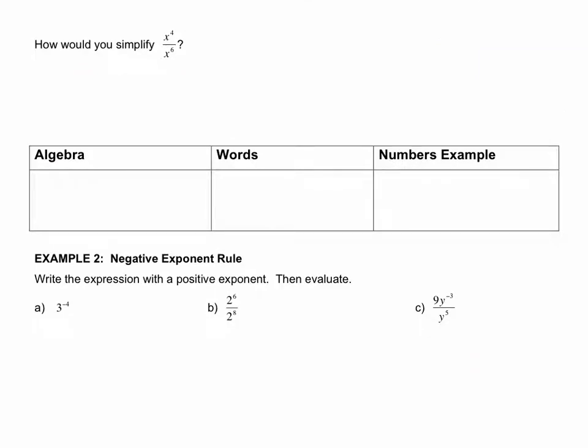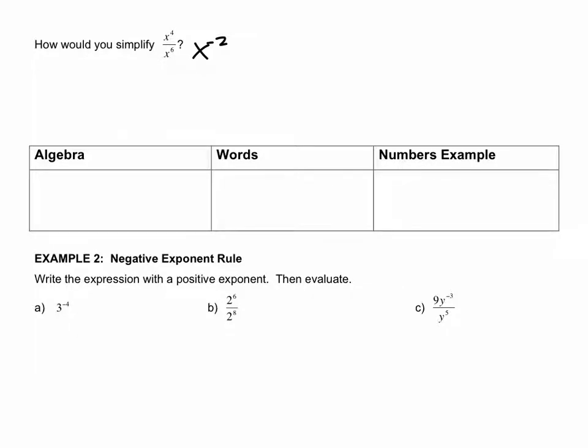All right, let's think back to MADSPAM. How would you simplify x to the 4th divided by x to the 6th? MADSPAM says that when you have division, you subtract the exponents. So I get x to the negative 2. Let's see what that means.